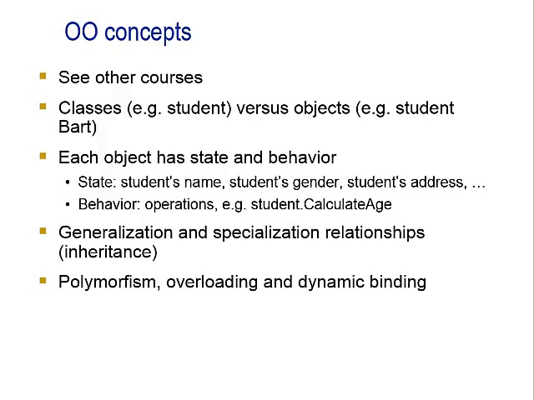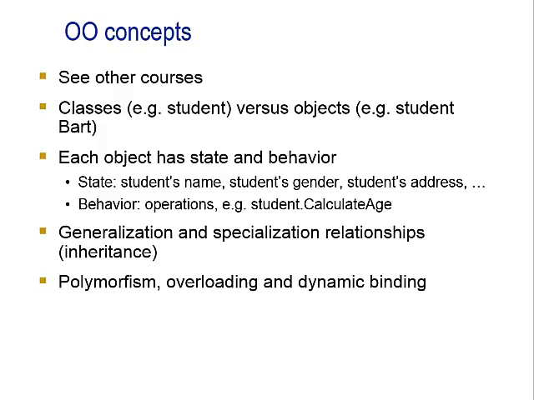Before we start discussing it, let's briefly refresh the basic concepts of object orientation. Note that these are extensively discussed in other courses. In object-oriented system design, two very important concepts are classes and objects. A class corresponds to an entity type, like student. An object is a specific instance of a class. In other words, an object corresponds to an entity.